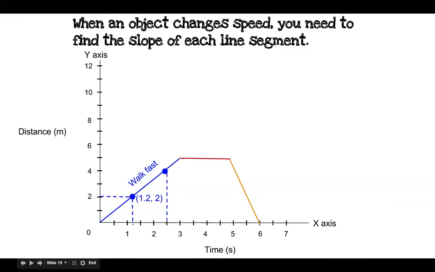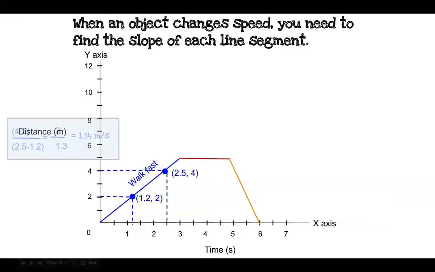So we had the 2 points, and if we use the formula of first slope, the change of y over the change of x, here's the y values, 4 and 2. So we have 4 minus 2, change of y is 2. Here's the 2.5, 1.2. Subtract those, so we get 2 over 1.3. Calculate that out, and we get 1.54 meters per second.